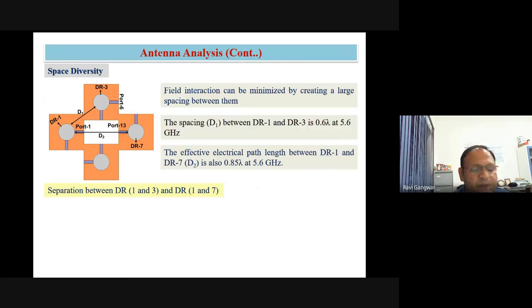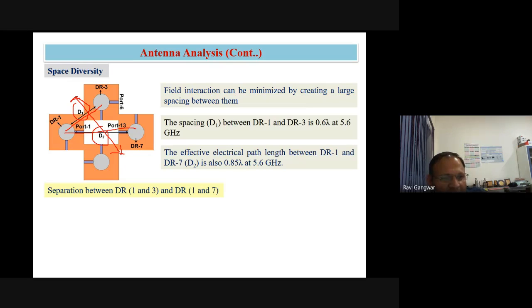The third one is space diversity. You can see the space diversity here. If we see the top arrangement, and here we have the bottom arrangement, you can see that from DR1 to DR3 we have the D1 distance, and from DR2 to DR7 we have the D2 distance. So the antennas are at two different distances. Clear? That means we basically have space diversity here.